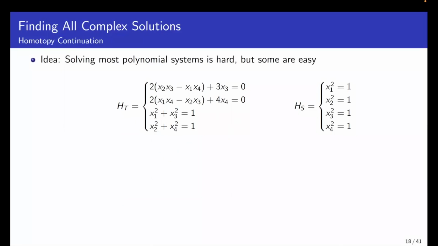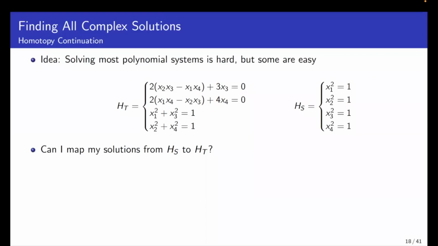In contrast, if we look at the right here, here's another system of 4 equations and 4 unknowns. It's also quadratic. And all the solutions to this system are really easy to find. Namely, there's 16 solutions where each coordinate is plus or minus 1. So the idea behind homotopy continuation is, can I map the solutions from my easy system, the one where I know all of the solutions, to my target system, the hard one, the one that I actually care about?